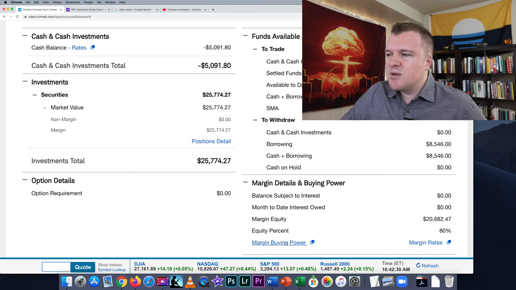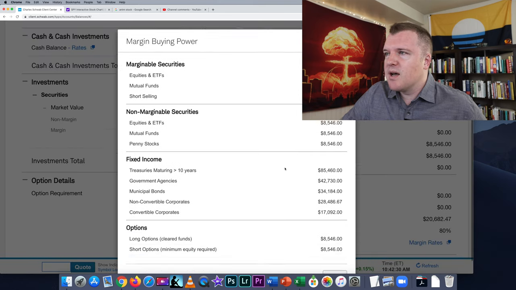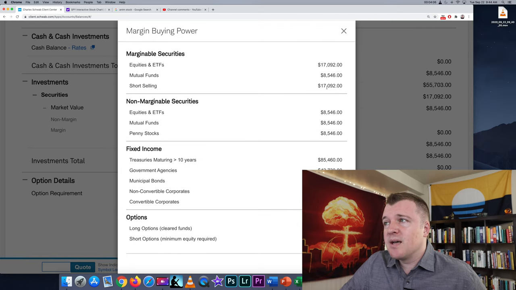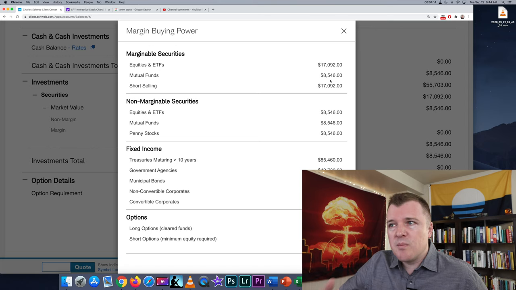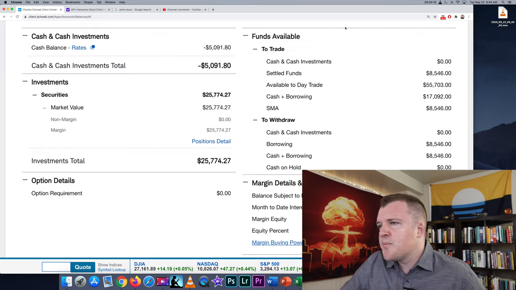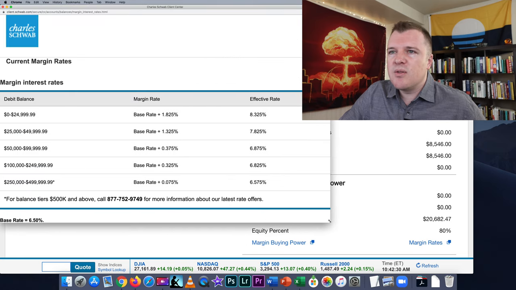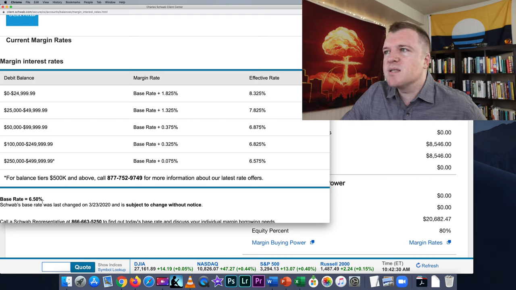And if you want to see what is your margin buying power, you can click on the drop down. It's telling me once again, for short selling or buying stocks, I can borrow $17,000. For borrowing money to buy mutual funds, only $8,000. There's different requirements for different kinds of securities. And then what percentages am I paying? Once again, you can click on margin rates, and these are the effective rates. Because I'm under $25,000, I'm paying the base rate of 6.5% plus 1.825 for an effective APR of 8.325%.